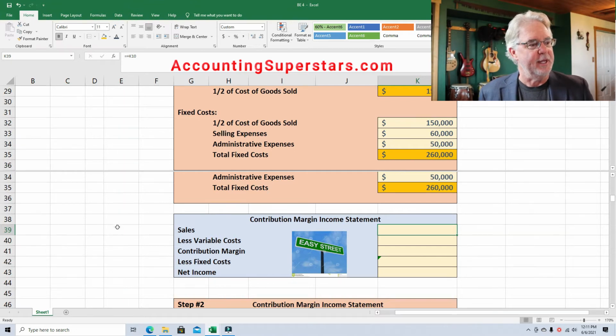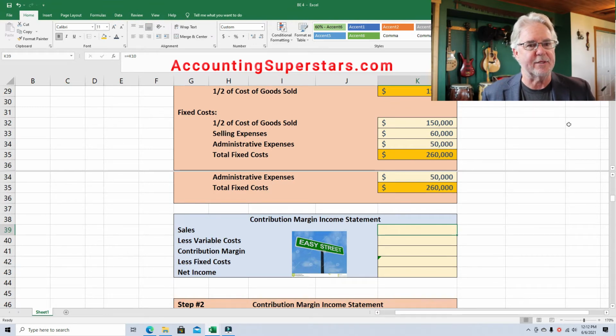So here's what you do, is you write down sales, and then you subtract away variable costs, and you come up with contribution margin. Now from the contribution margin, you subtract away the fixed cost, and you end up with net income. That's all there is to it. Just memorize it, folks. You'll be glad you did. So let's do this contribution margin income statement.